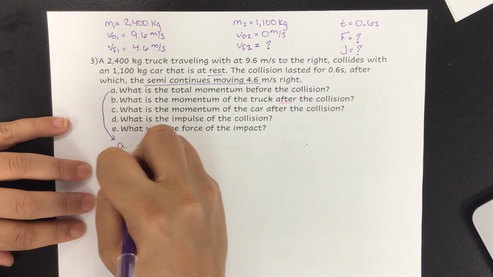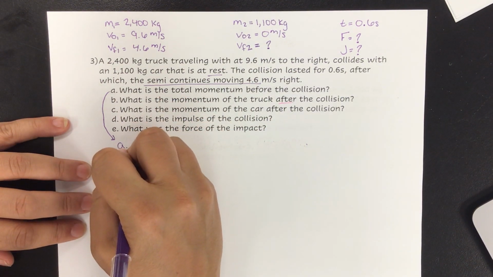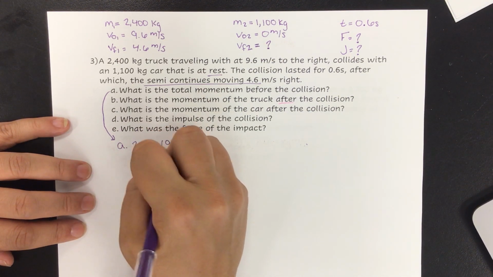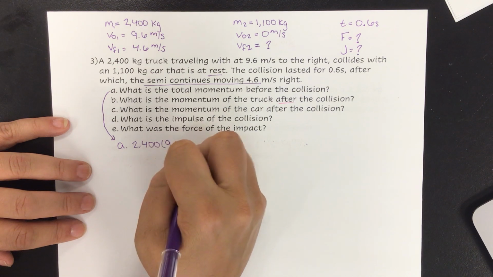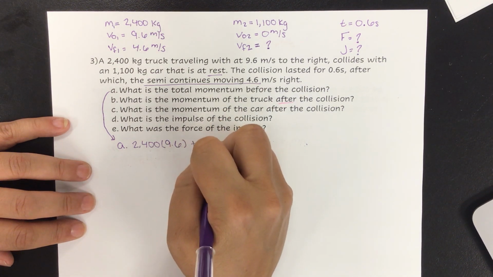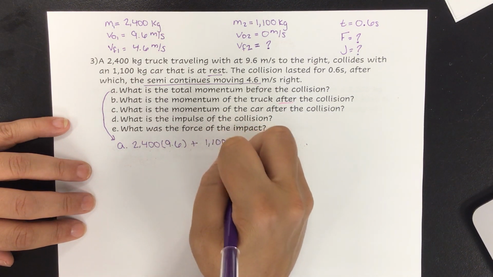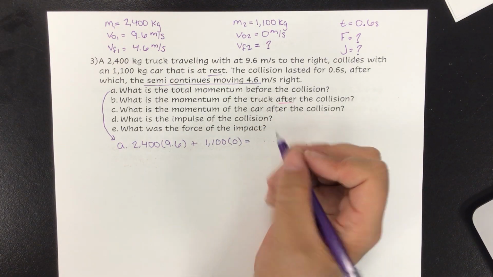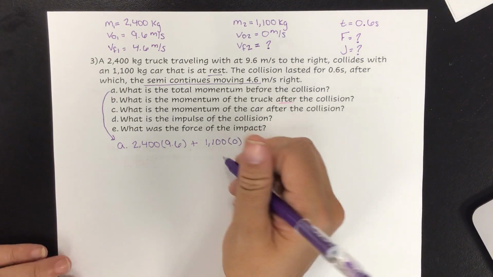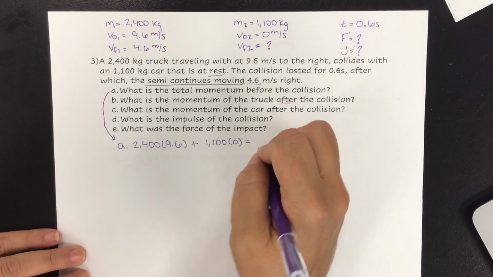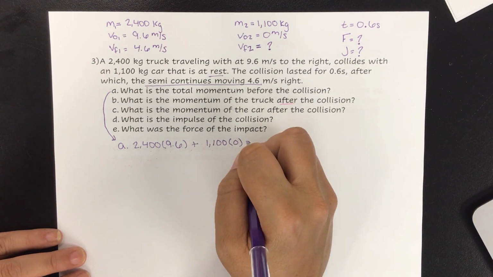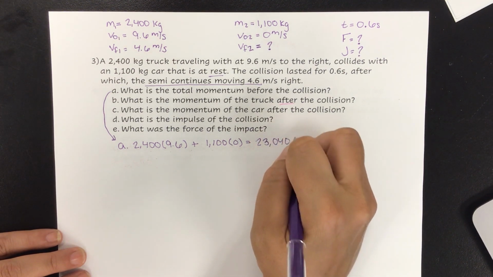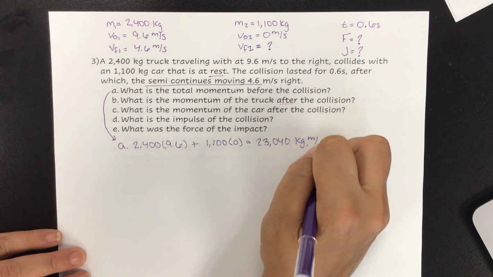So before collision, I'm gonna take the mass of the truck times its initial velocity plus the mass of the car times its initial velocity. And when I multiply that, this is essentially 0 because anything times 0 is 0. So 2400 times 9.6, and you get 2340 kilograms meter per second.